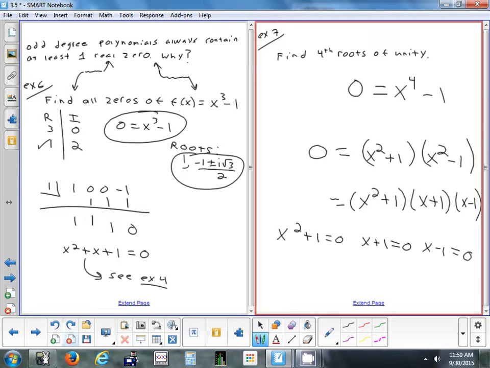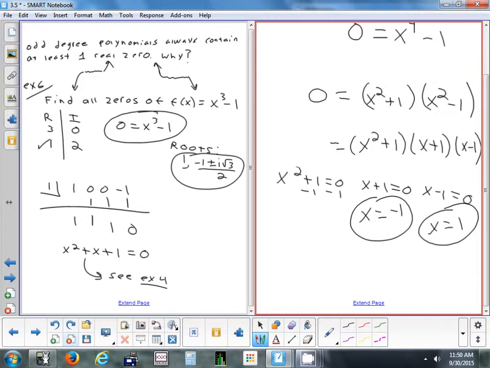Okay, let's start with the two on the right. Those are quickest. What would make this second factor 0? Negative 1. Third factor 0? 1. So we have two real. We're going to have two imaginary.